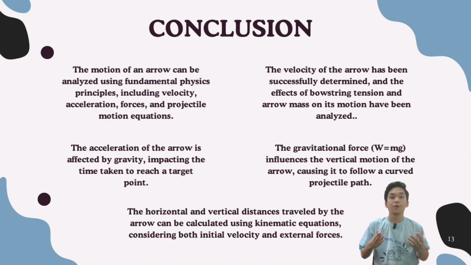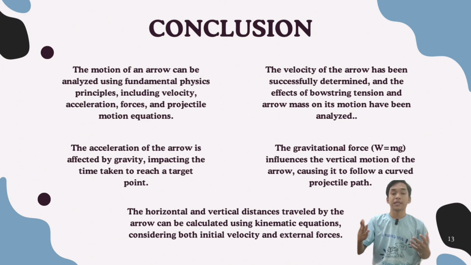The force of gravity also influences the vertical motion of the arrow, making it follow a curved projectile path rather than a straight trajectory. Finally, we use kinematic equations to calculate both the horizontal and vertical distance traveled by the arrow, taking into account initial velocity and external forces. This study highlights the importance of physics in understanding real-world motion, particularly in archery and projectile-based applications.